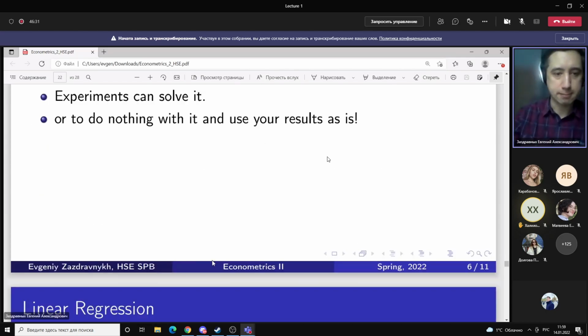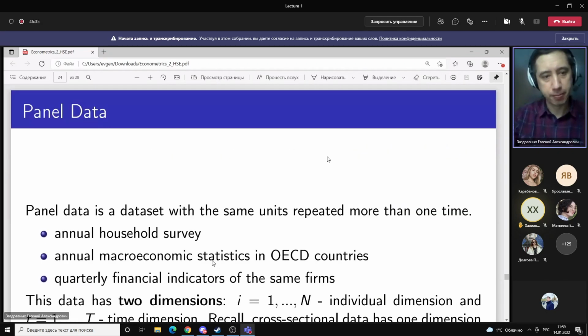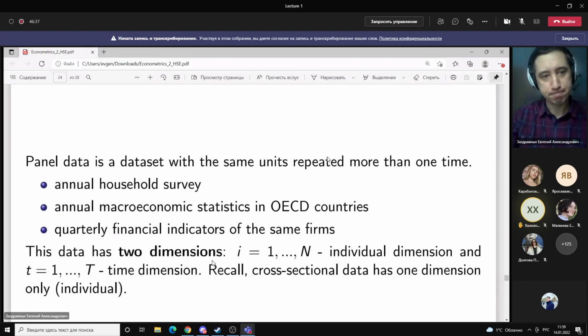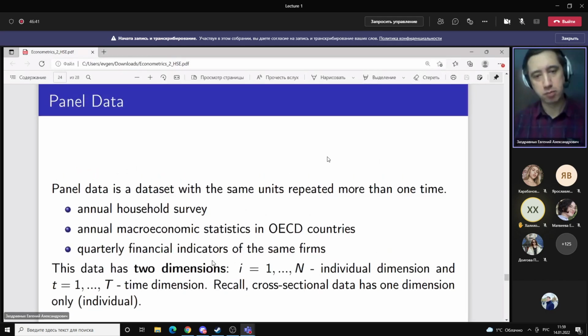Well, what else? So, panel data. Probably the simplest way to solve the omitted variable problem is to rely on panel data. But first of all, what does panel data mean? Panel data is a data set. It is a spreadsheet, like a table in Excel.